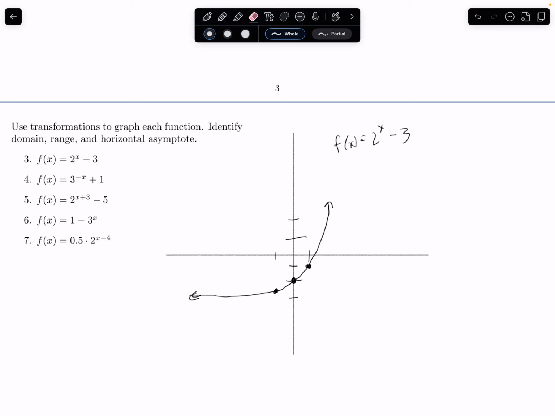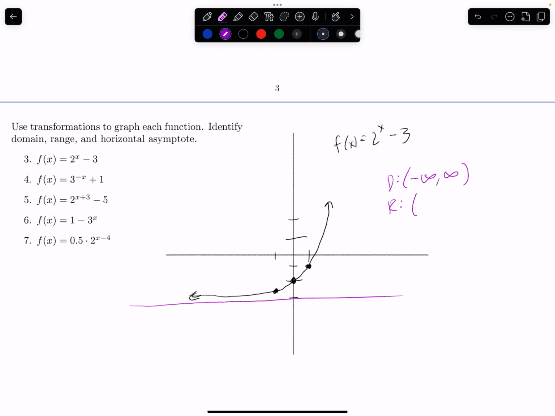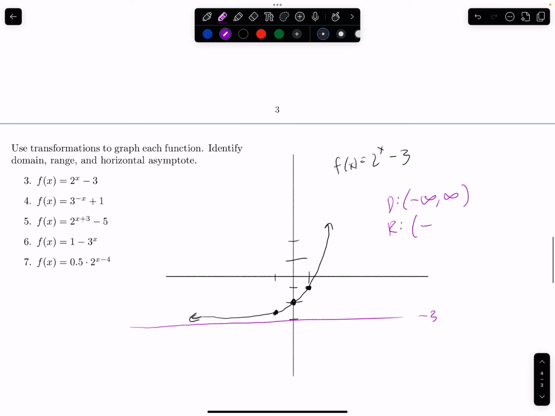Okay, so that's number 3. I'm sorry, I forgot to answer the questions here. It says to identify domain, range, horizontal asymptote. So domain first, -infinity to +infinity. Nothing has changed. The range, okay, how far down are we going? The original asymptote was at 0, but that got moved 3 down. So here we are at -3. And so the lowest you can go is -3, and you can go all the way up to +infinity.